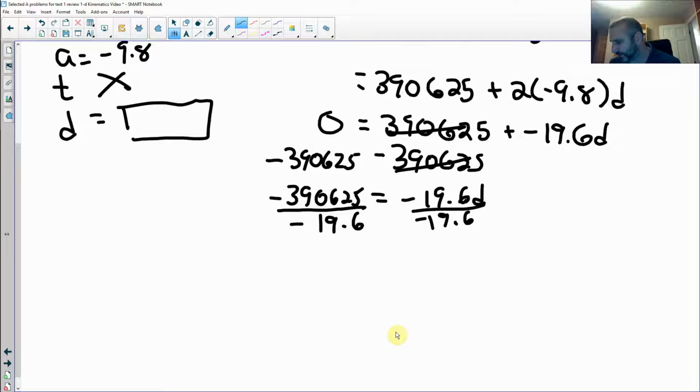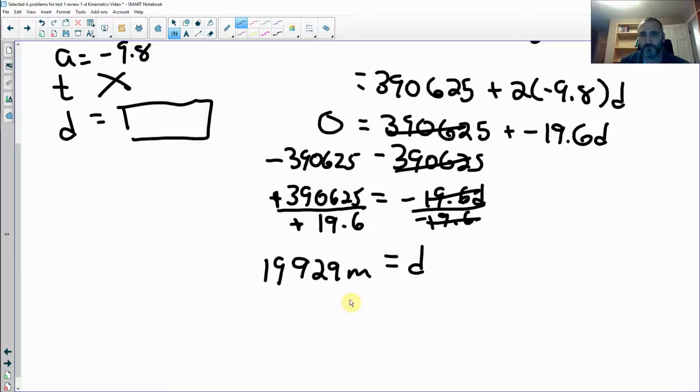So let's do some calculations. 390,625 divided by 19.6. So we end up with the negatives canceling out. The d is 19,929 and change, 0.84 meters. So the crazy thing is these all become positive, and it should make sense because last time I checked, we're talking about a volcano. It's going to shoot that ash upwards. So that's going to be the positive height. Cool beans. Hope that helped.